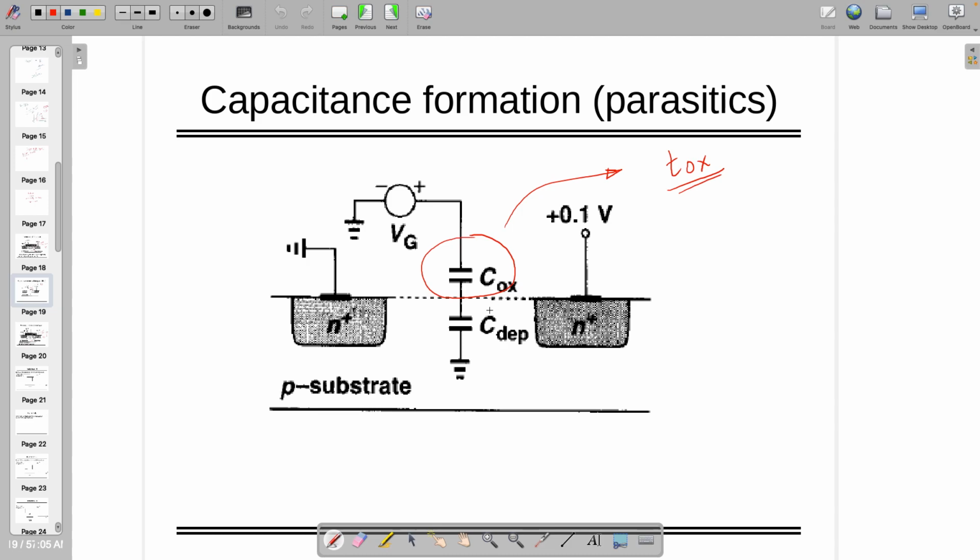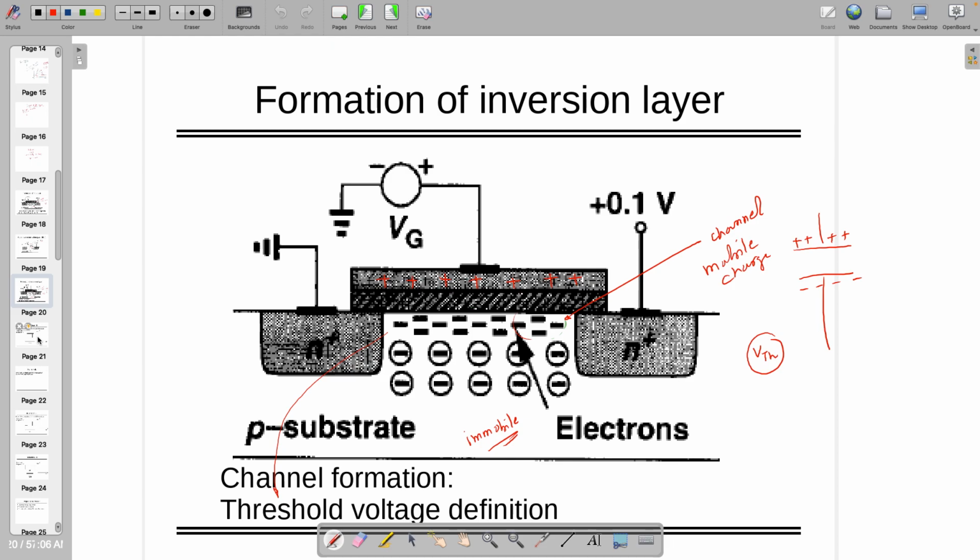In the same way, the capacitance between this and this is the C depletion capacitor, because it's in the depletion layer. So that capacitance is there, right? I'm not going into the detail of the parasitic capacitors right now. Those are also there, by the way. Those are also known as overlap capacitors, C_ov.